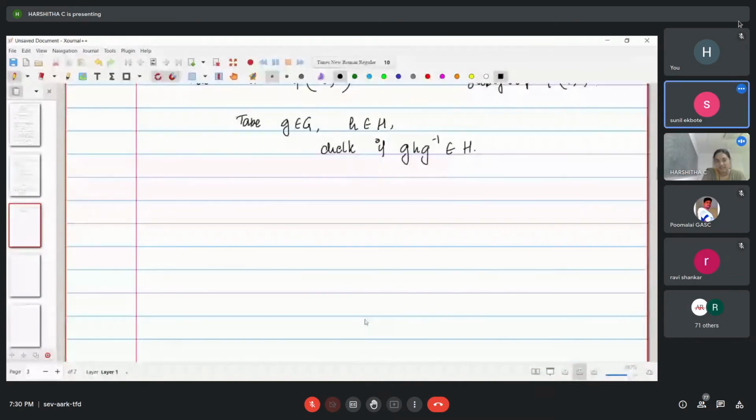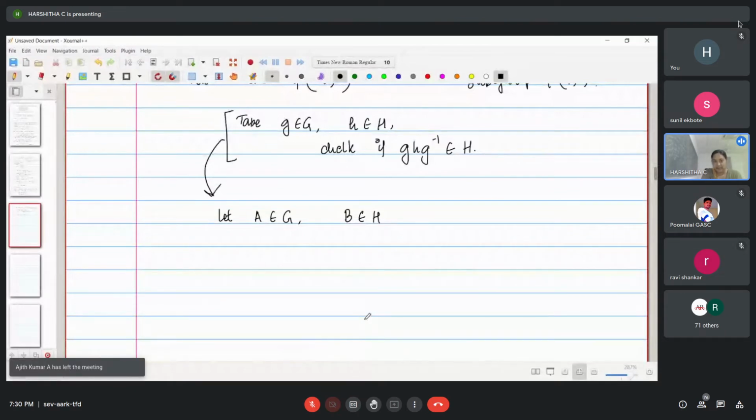Okay, so let's just go through the procedure. So we'll take some matrix A in G and some matrix B in H. All I'm doing is this step. This is what is being done here. So we took a matrix A and we took a matrix B. And what do we want to check? We want to check, does A B A inverse belong to H?